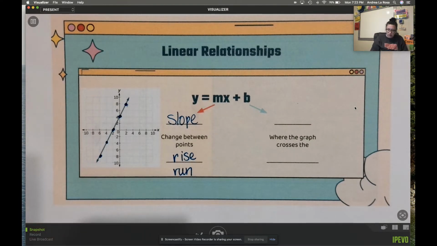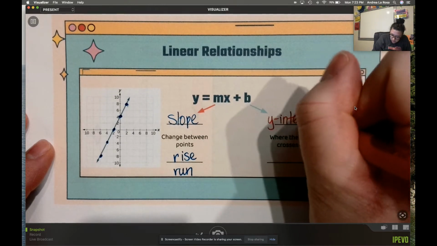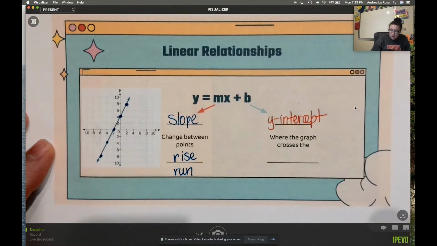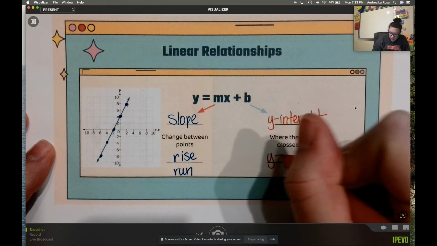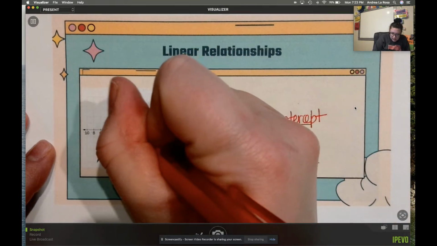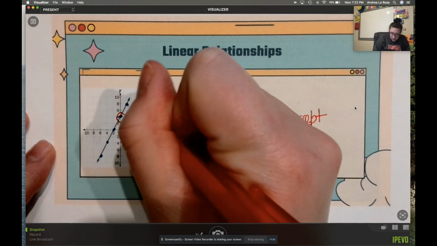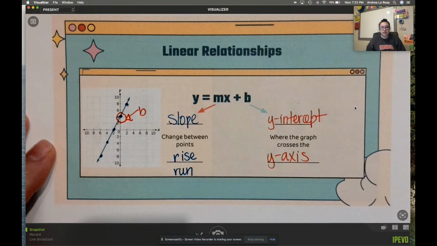Our b, remember, is our y-intercept, where our graph crosses the y-axis. So my b is this point right there at that 4. That's my b, that's my y-intercept.